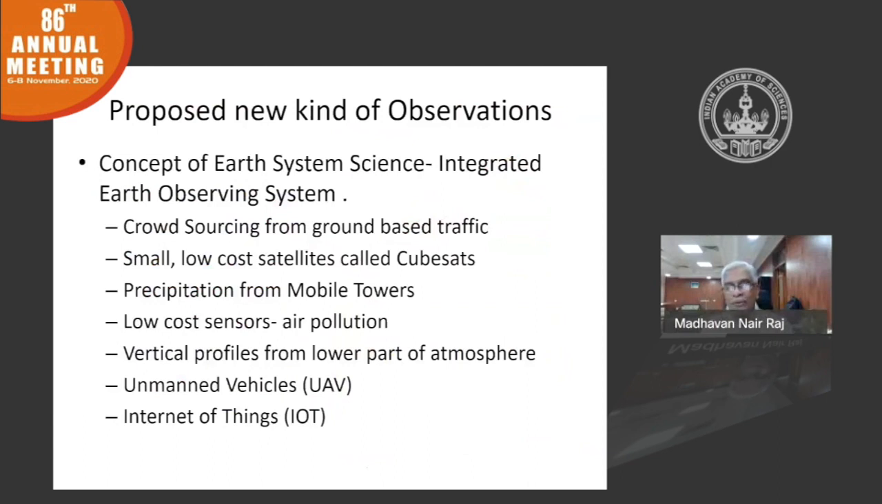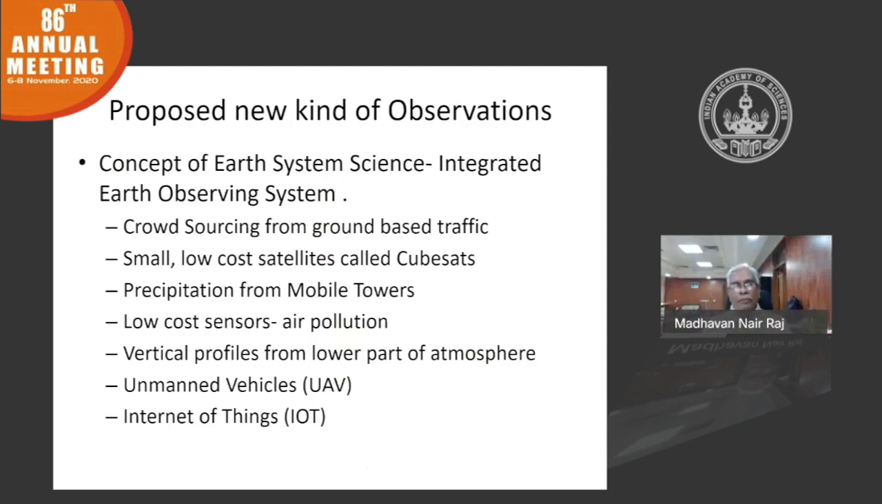Now people are talking about what new kinds of observations we need. WMO, the World Meteorological Organization, is discussing this. They no longer discuss only atmospheric observations, ocean observations, observations for the cryosphere, or observations for land processes. Now they talk about Earth system science. It's an interactive process, and the whole Earth system is atmosphere, ocean, cryosphere, biosphere, everything put together. So we cannot talk about observation only for the atmosphere or only for the ocean. So the new concept is called the integrated Earth observing system, in which of course we are talking about many components.